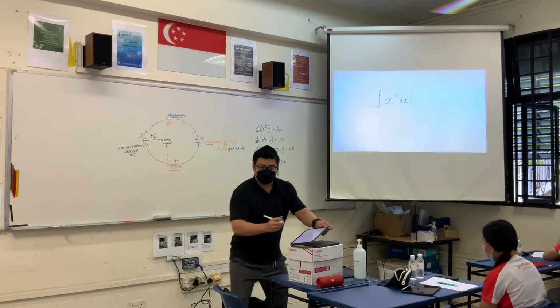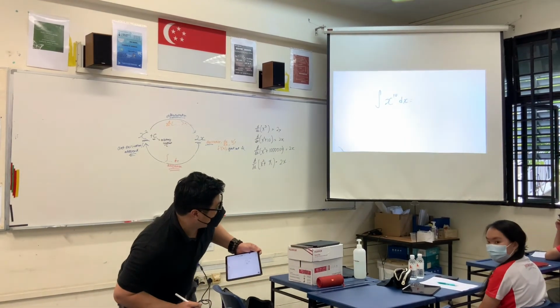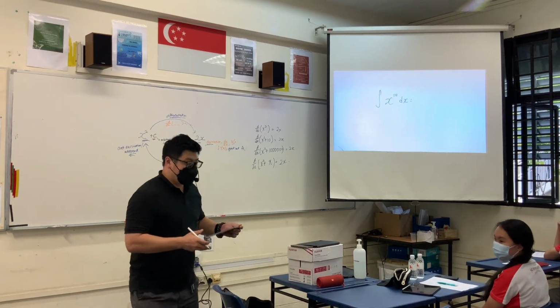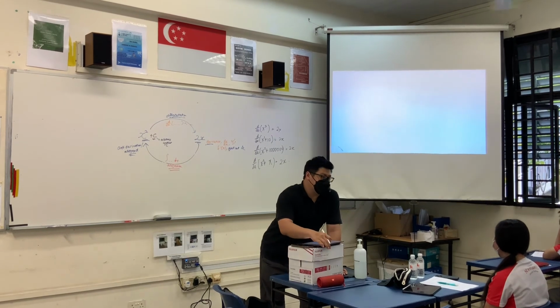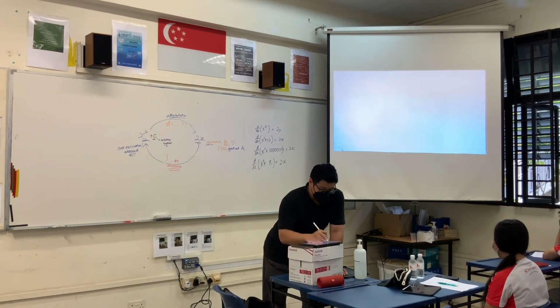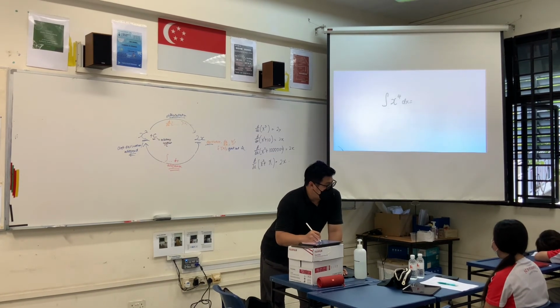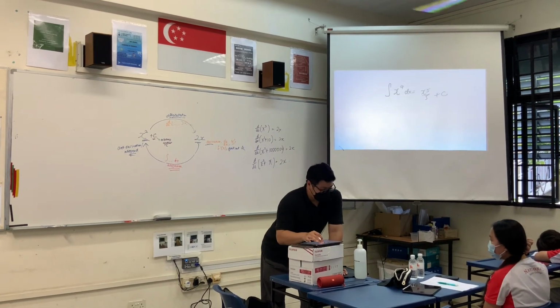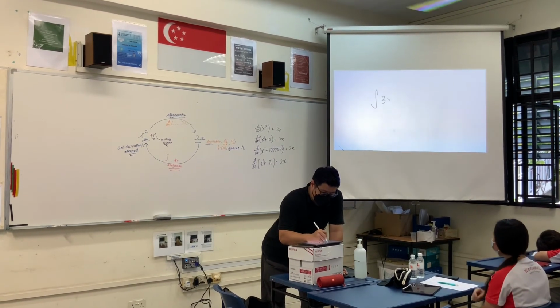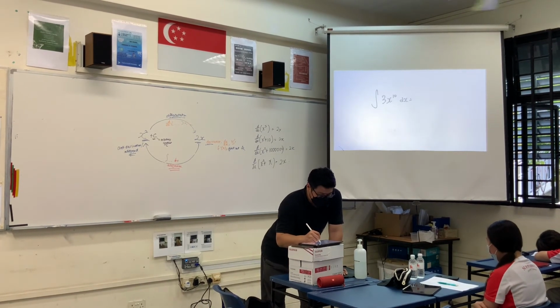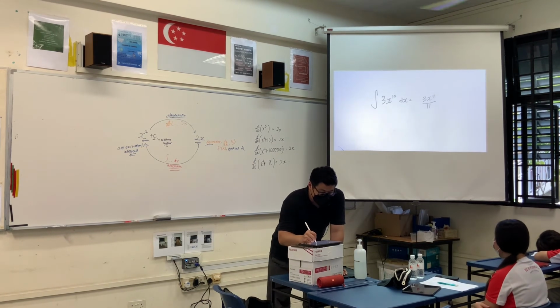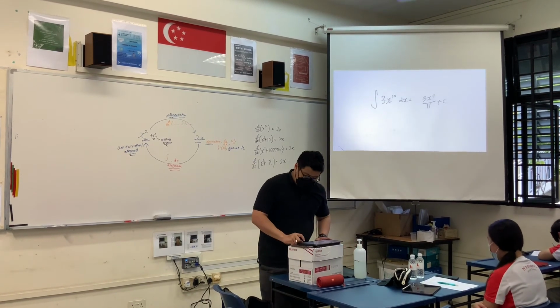X to the power of 11 over 11. Very good. Now give me another name. Integrate x to the power of 4. Correct. Give me another name. Plus c. Okay, Z. Integrate 3x power 10. Okay, very good. So far okay?